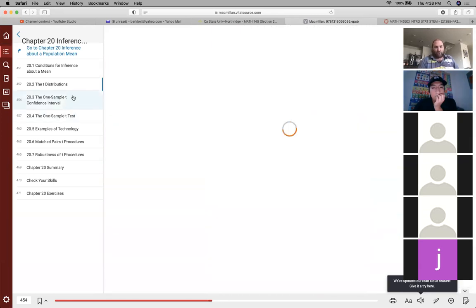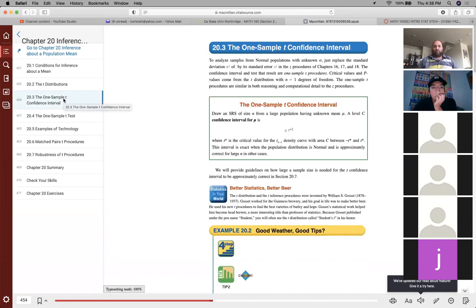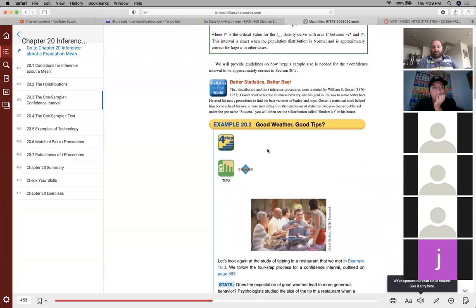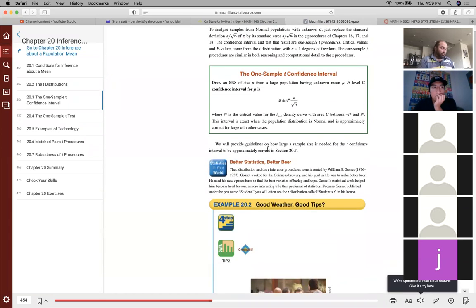Okay, so let's do the 1 sample t confidence interval, much like we've done the 1 sample z confidence interval. When you look at the formula, it's pretty much exactly the same. It's just we don't use z star, we use t star, and we don't use sigma, we use s. Okay, but let's do an example that shows that essentially it's exactly the same thing.